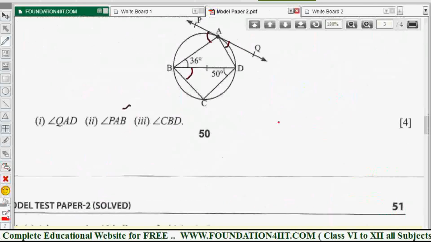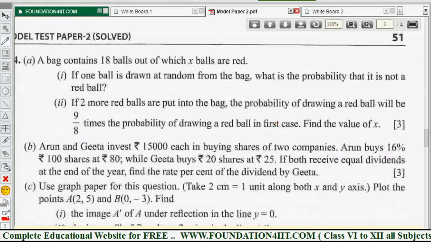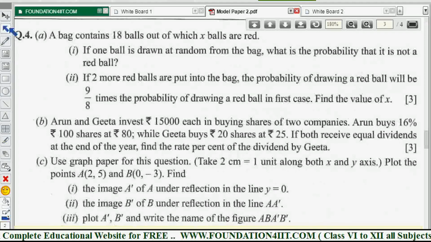Okay, let's solve this question. Now let's see question number 4. So now in this paper, let us see question number 4. This fourth A is from probability. A bag contains 18 balls, out of which X balls are red. Red color balls are not given. First one, if one ball is drawn at random from the bag, what is the probability that it is not a red ball? And second is, if two more red balls are put in the bag, the probability of drawing a red ball will be 9 by 8 times the probability of drawing a red ball in the first case. So find the value of x.